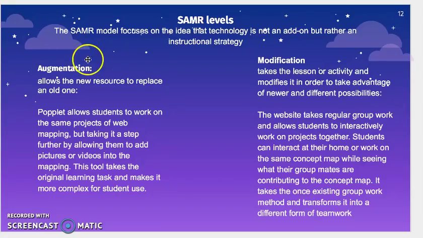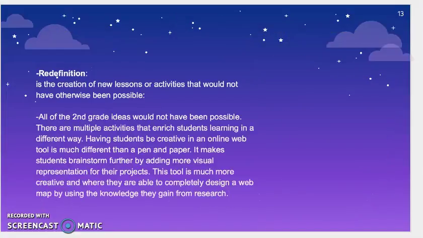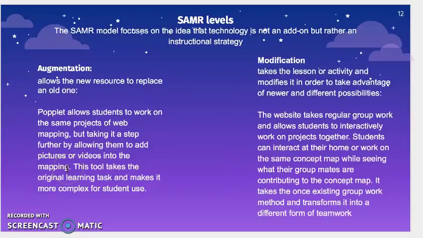I thought that'd be an easy way to start to work on it on the first day of school. So now we're going to talk about the SAMR levels. The first one we're going to talk about is augmentation, which is basically when a new resource replaces an old one. I thought that this was shown when students work on the same project of web mapping, but they're taking it a step further from paper and making it more into technology, and this takes the learning a step further. I also chose to have it go to modification because it takes the lesson and modifies it and takes advantage of the other possibilities that they could do. So this could be during group work and taking advantage of collaborating and being interactive within the project. They can interact at home or at school, so they're seeing their full possibilities.